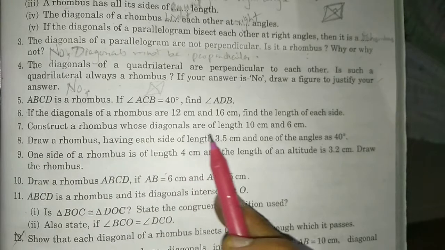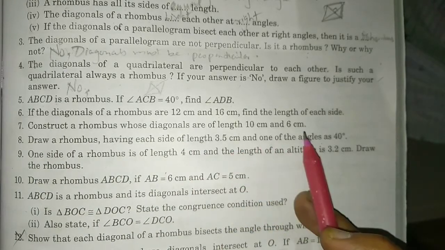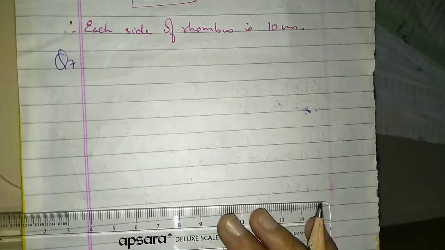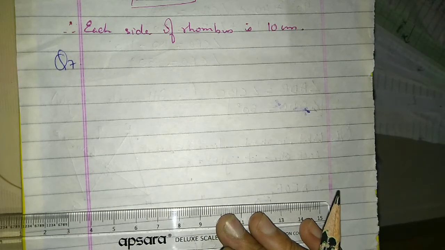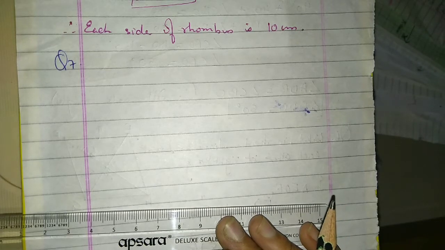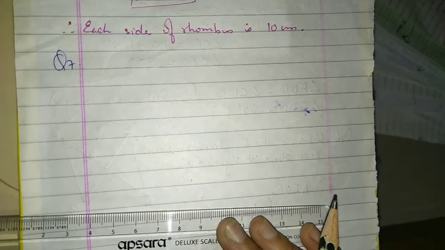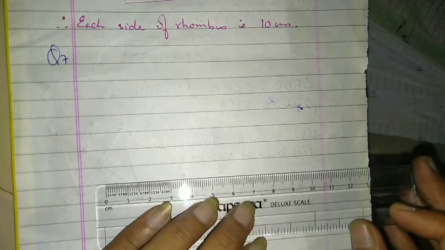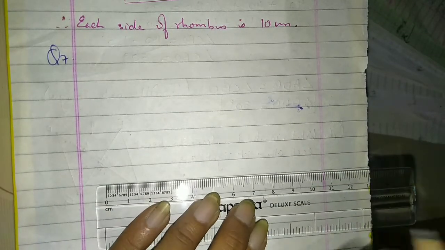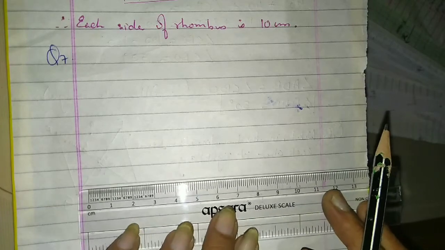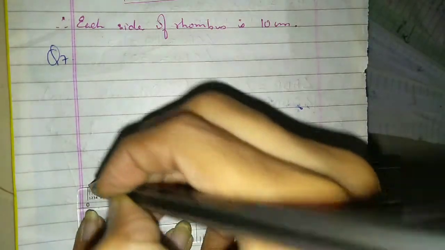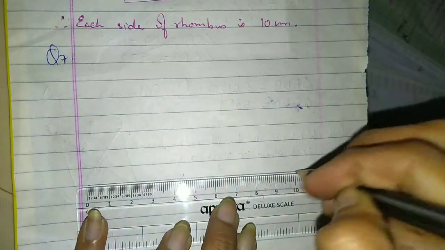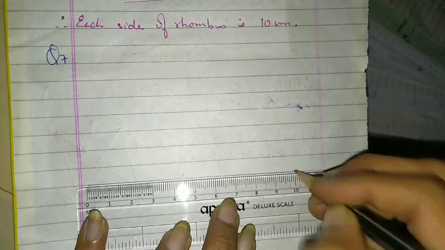Question number 7. Construct a rhombus whose diagonals are of length 10 centimeter and 6 centimeter. We have to construct a rhombus. Let us do it. Only the lengths of the diagonals are given, 10 centimeter and 6 centimeter. So let us first draw the diagonal of 10 centimeter. On your scale, we will draw from 1 to 10. Okay, so this is your 10 centimeter.